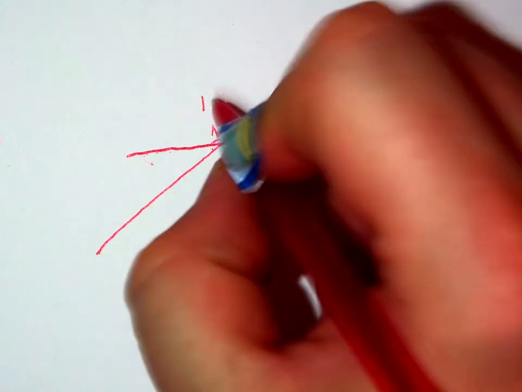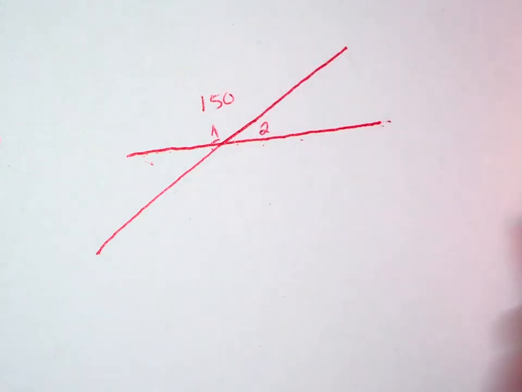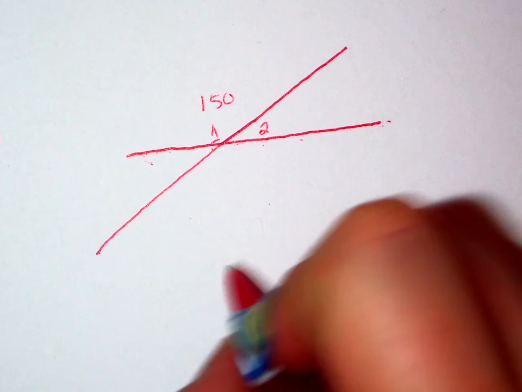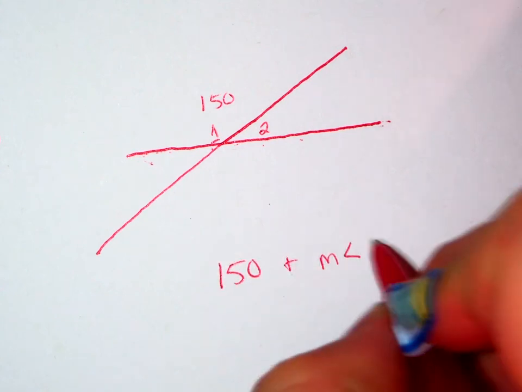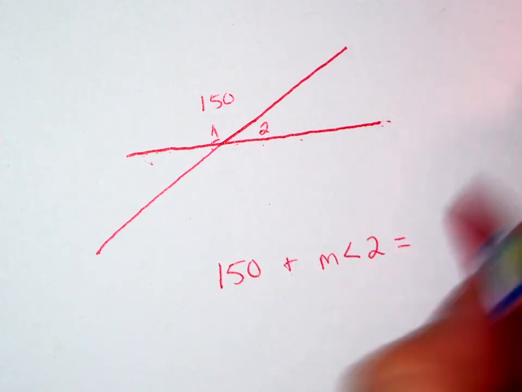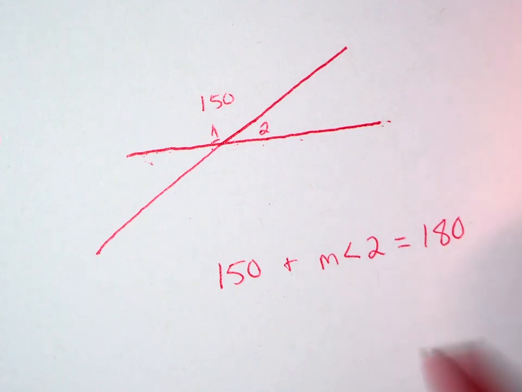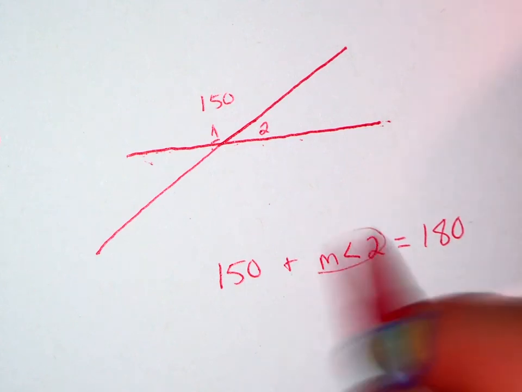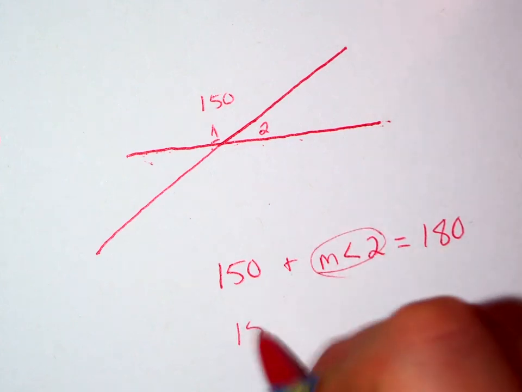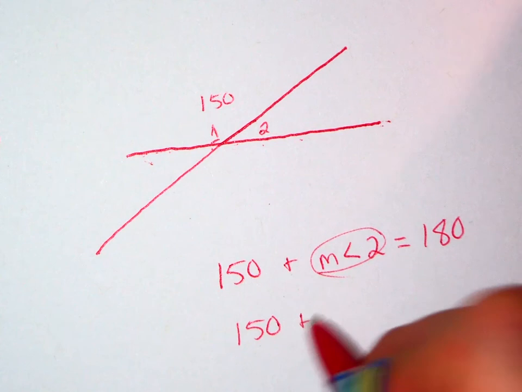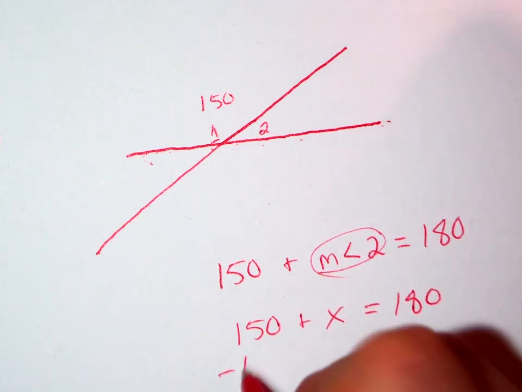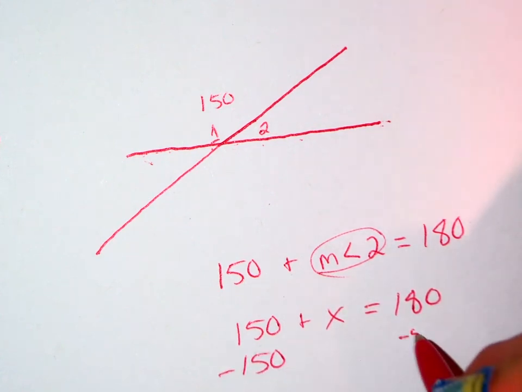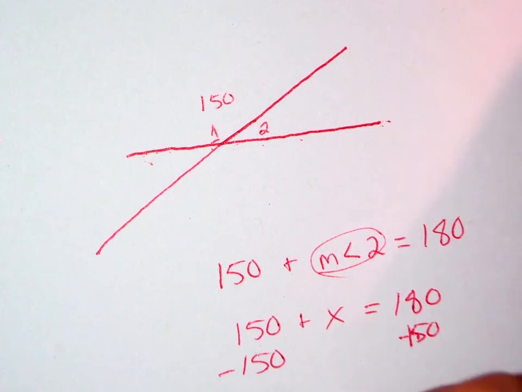So if angle 1 is 150 degrees, then we could say that 150 degrees plus the measure of angle 2 equals 180 degrees. Since I'm looking for the measure of angle 2, I'm going to go ahead and substitute an x for that and solve for x. So 150 plus x equals 180. Subtract 150 from both sides of my equation, and x equals 30 degrees.